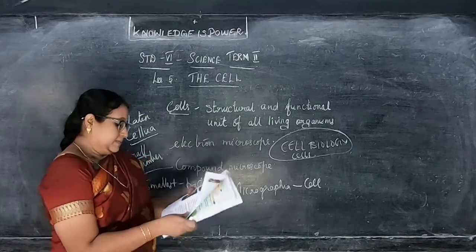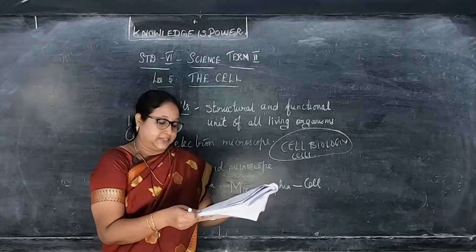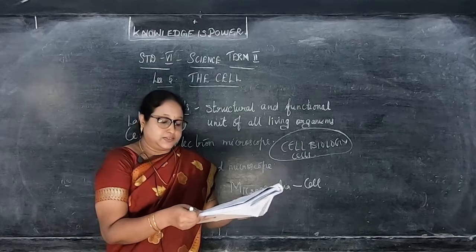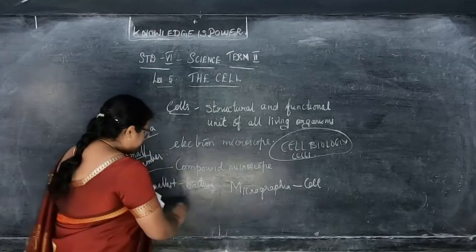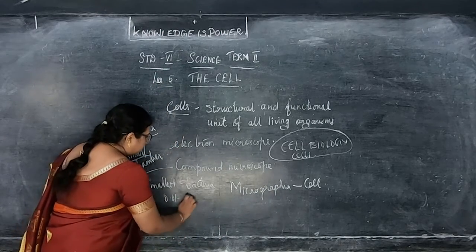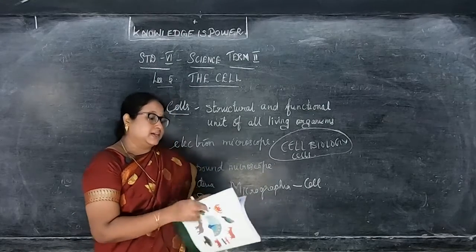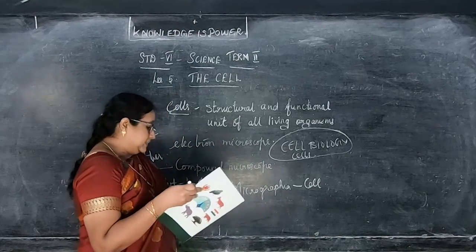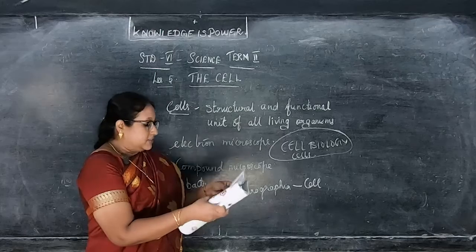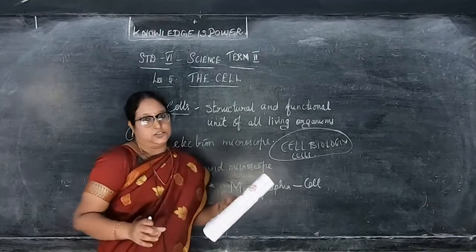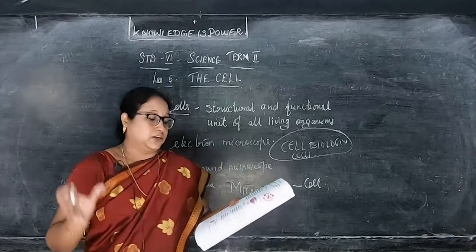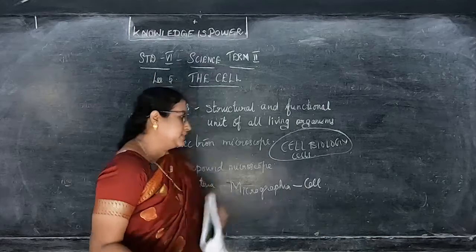Smallest size present in the bacteria. The size of the bacteria cell ranges from 0.01 to 0.5 micrometer. This is the smallest size of the cell. On the other hand, the largest cell is the egg of the ostrich, with 170 millimeter.